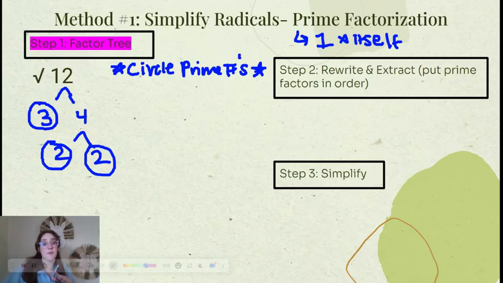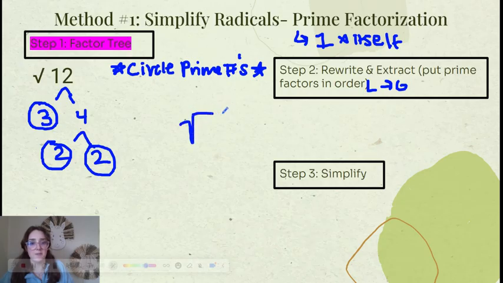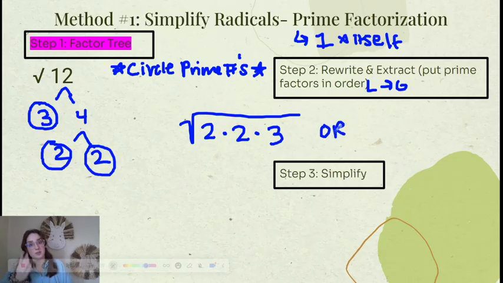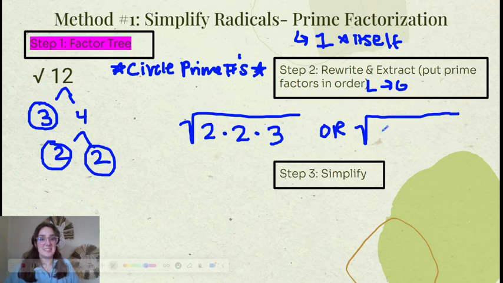Step 2 is to rewrite and simplify, or extract, all right? So we're going to start by putting the prime factors in order from least to greatest. I didn't specify that, but going from least to greatest, all right? So a smaller number is going to be 2, and we can do this 2 different ways. We could list this in expanded form, and you could say 2 times 2 times 3. Like what we learned from the last slide, we could rewrite it as exponents. That would be 2 squared times 3.